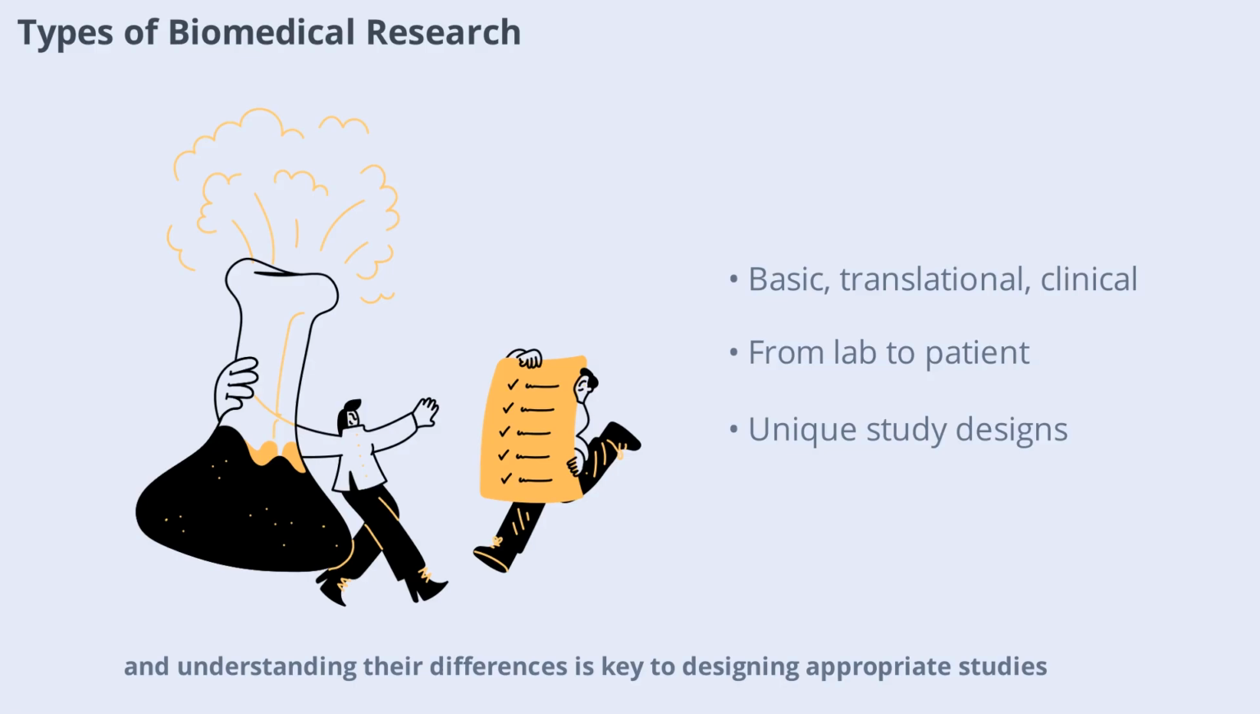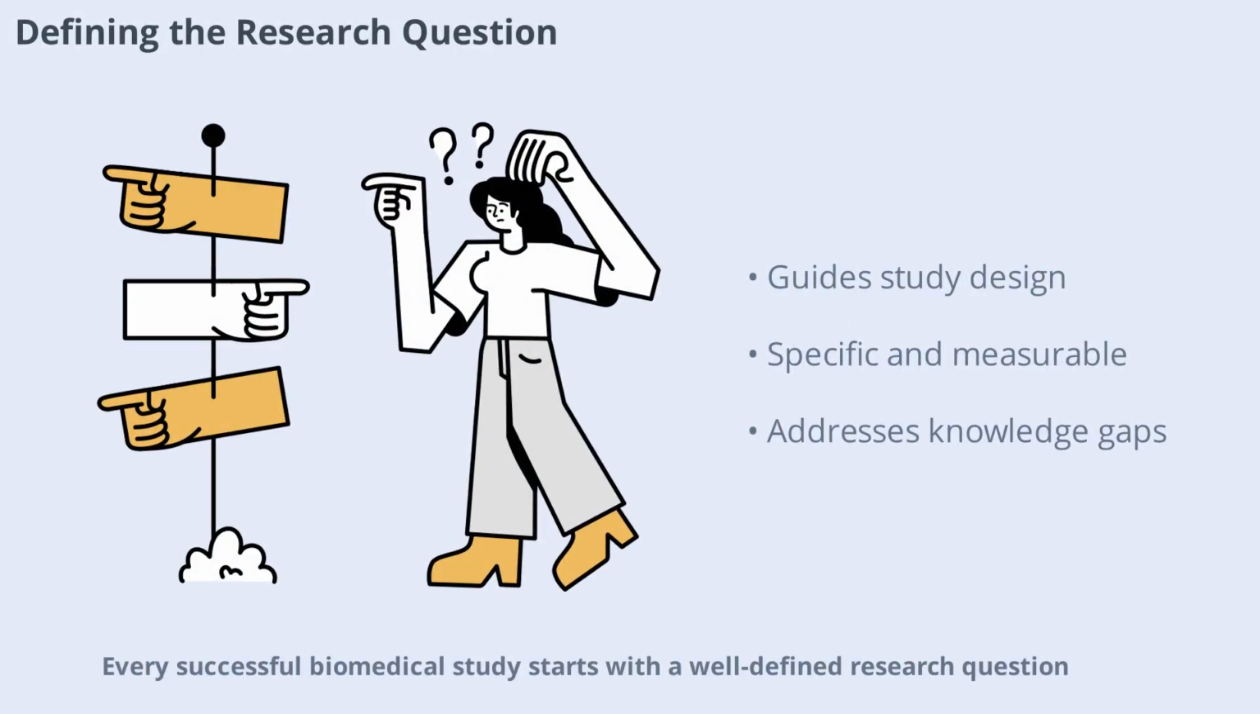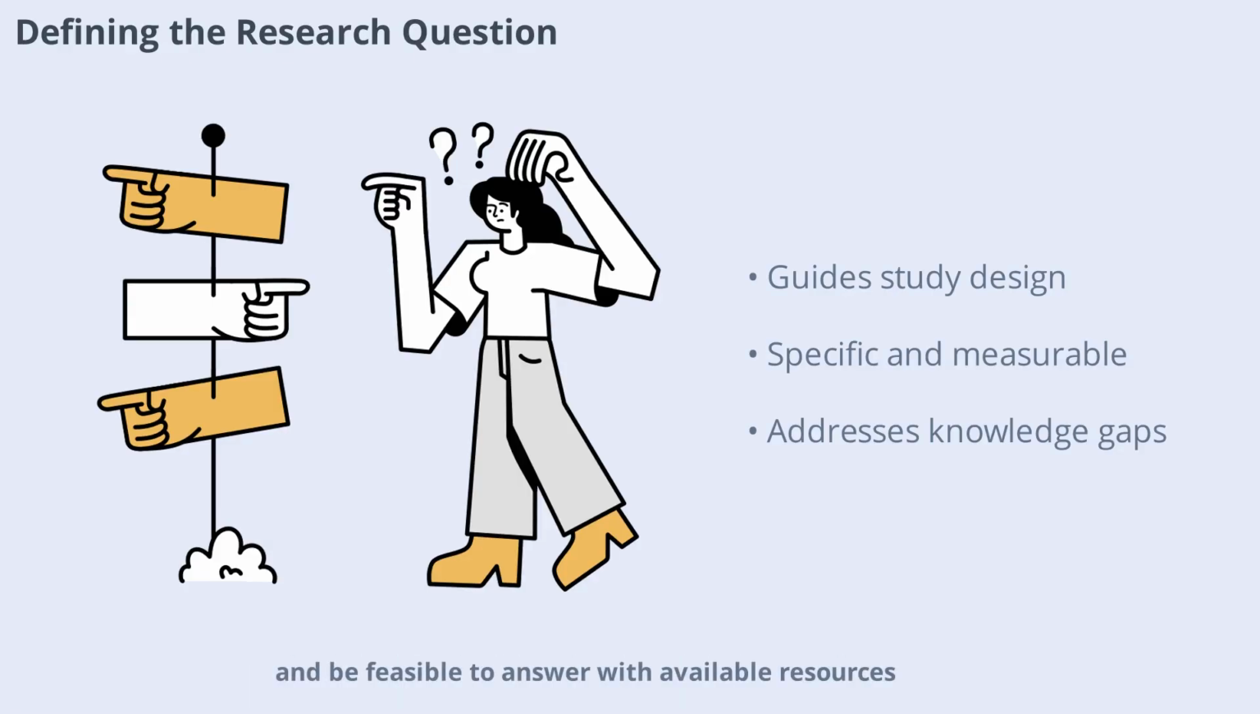Every successful biomedical study starts with a well-defined research question. This question guides the entire research process, from selecting methods to interpreting results. A good research question is specific, measurable, and relevant to current scientific or clinical challenges. It should address a gap in knowledge and be feasible to answer with available resources. Taking the time to refine your research question ensures that your study remains focused and impactful, setting the stage for meaningful scientific contributions.